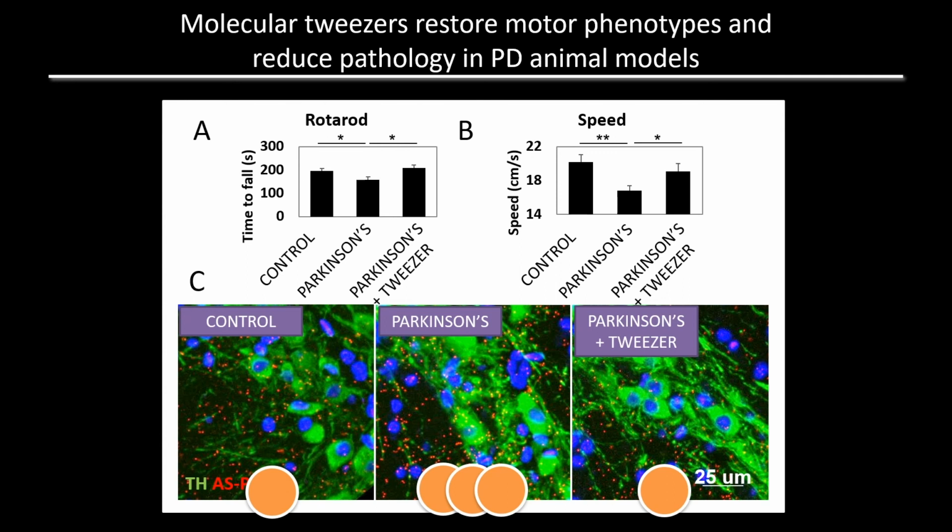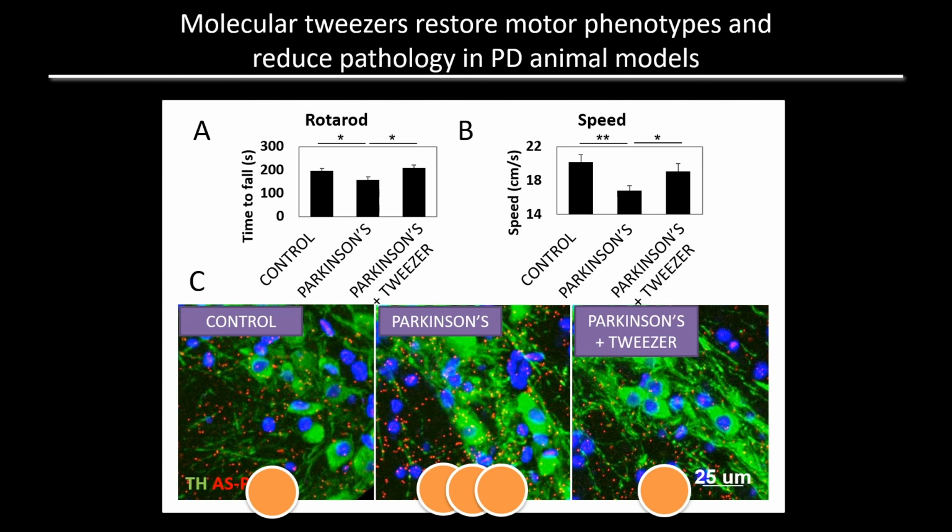Now, when we treat these animals with a molecular tweezer, we can restore these effects and we can see them going back to normal levels. If we look at their gait, which is normally impaired in Parkinson's patients, what we can also see is that Parkinsonian animals have impaired gait, and that we can again restore with 2 months' worth of molecular treatment these effects that we see in their gait.